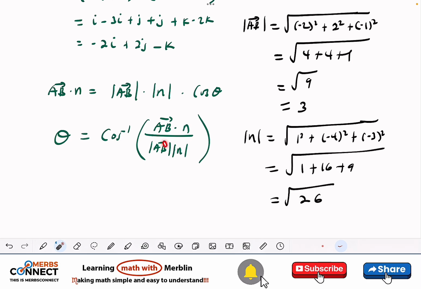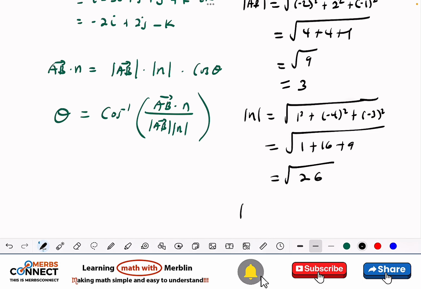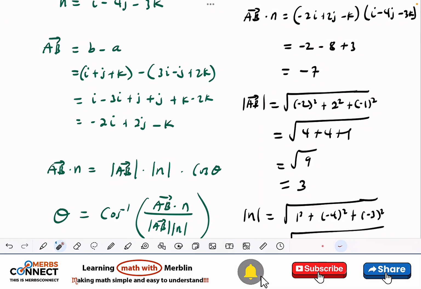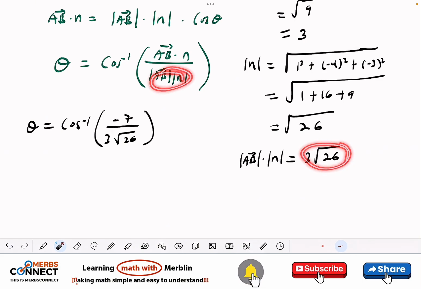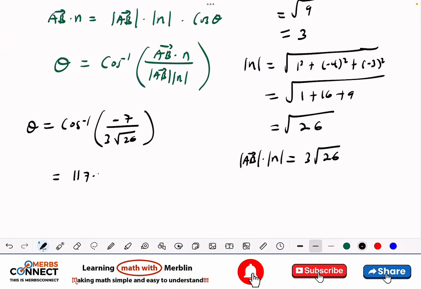So let's multiply, since we have this times this, let's multiply this and that. And what are we going to get? The magnitude of AB times the magnitude of n is going to give us 3 root of 26. So it means that theta is going to be cos inverse of, what did we get for the dot? We had negative 7. So negative 7 divided by 3 root of 26, because this is here. Then just do that on calculator and we are going to have something like 117.2 degrees.